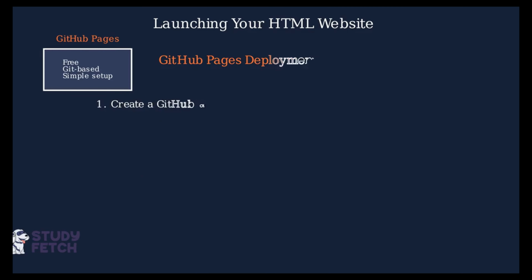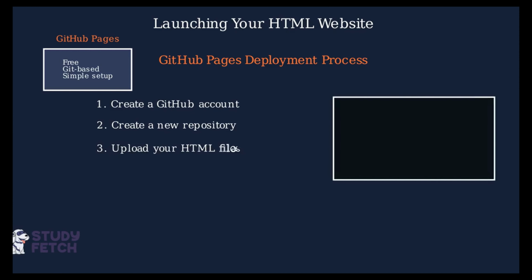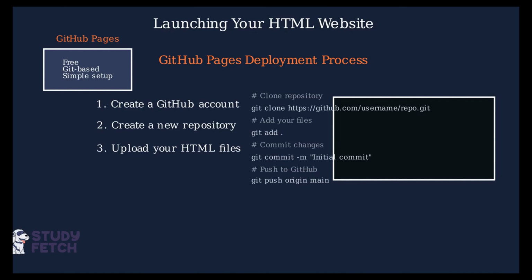Let's look at deploying with GitHub Pages. First, you'll need to create a GitHub account if you don't already have one. Next, create a new repository that will host your website files. Upload your HTML files to the repository. You can do this through the GitHub interface or using Git commands.